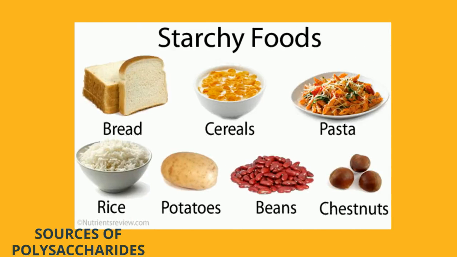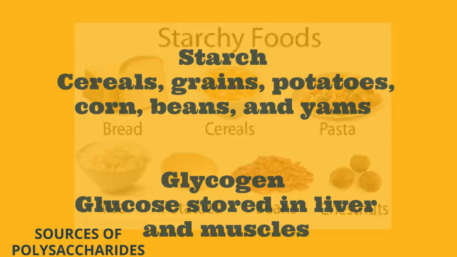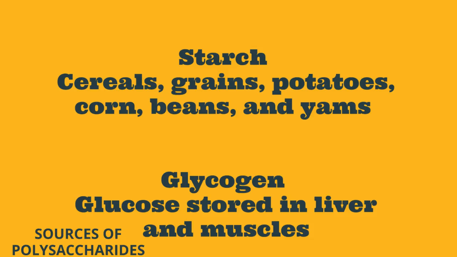Sources of polysaccharides include starch and glycogen. Starches come in the forms of cereals, grains, potatoes, corn, beans, and yams. Glycogen is derived from glucose, which is stored in the liver and in muscles.